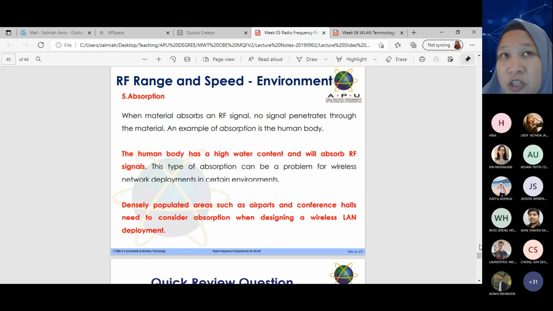Okay, that's why absorption may be caused by certain crowded areas like airports and conference halls, where we can have crowds. Yeah.